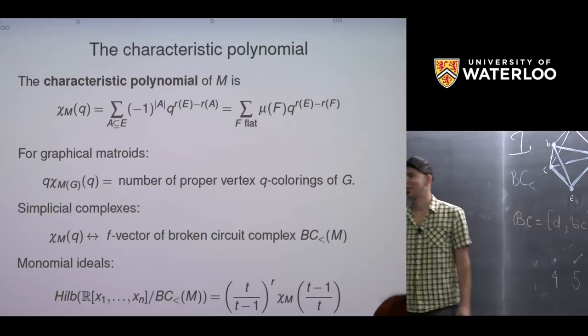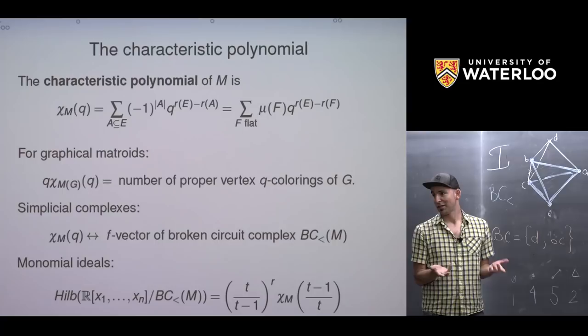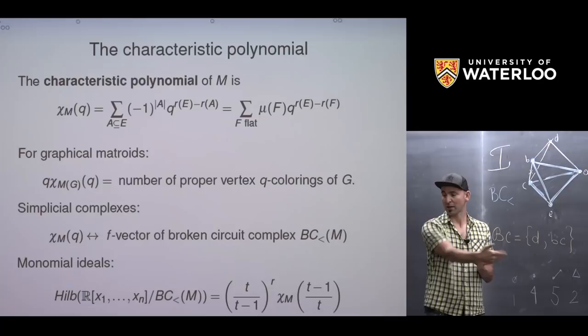That's a really good question. I went from the circuits to the broken circuits by removing the largest element of each circuit. But what does that mean? That doesn't mean anything unless I agree on what is the order of my ground set. The most natural thing for me is to choose alphabetical order, but I could choose a different order.